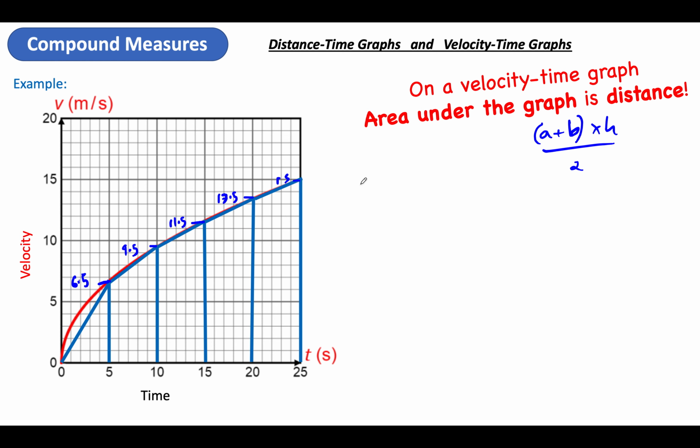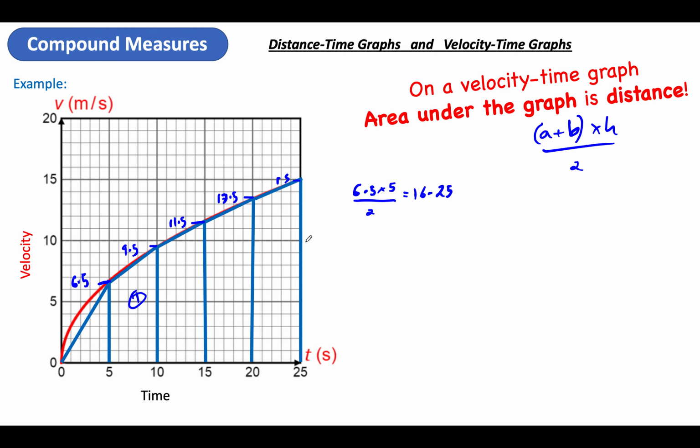So my triangle, first of all, the height is 6.5. The base is 5. We're going to divide that by 2. So base times height, divide by 2 is 16.25. So that first triangle is 16.25.